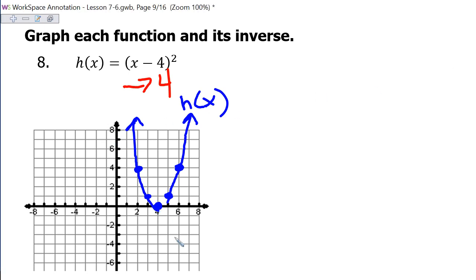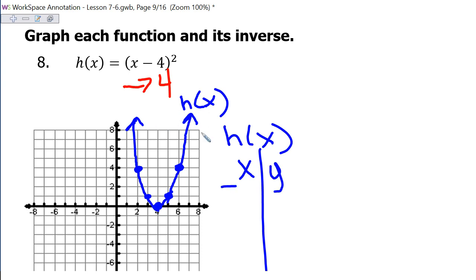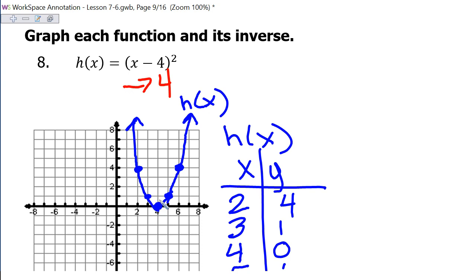Now, to come up with the inverse, first I'm going to make a table of values. And this time I'm only going to do a table for the original function. So what is that first point? Right here, 2, 4. What is the next point right here? 3, 1. What's the next point? 4, 0. What's the next point? 5, 1. What's that last point? 6, 4. Now, I'm not going to write the inverse table.